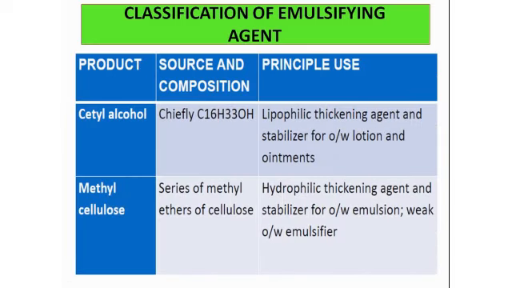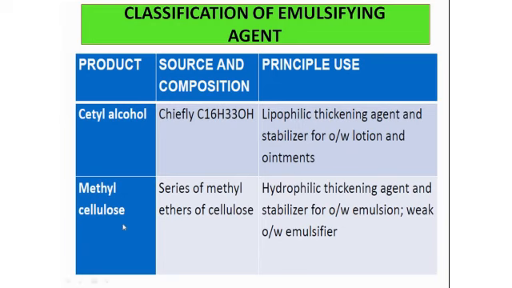Now let's discuss some of them. As the first product example of an emulsifying agent, let us consider cetyl alcohol. So this is cetyl alcohol. Its principal use: it is a lipophilic thickening agent and stabilizer, used for oil in water type of lotions and ointments.